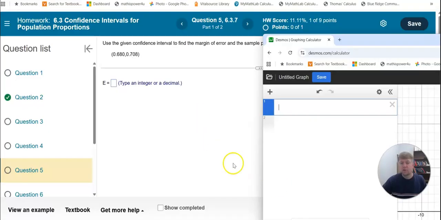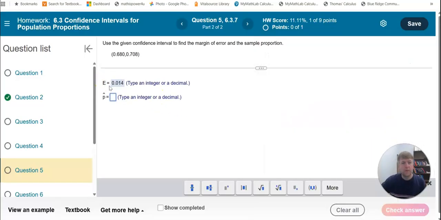So if I just subtract these two, I'm going to do division to get the division bar. And then I'm going to take the upper number, 0.708, and I'm going to subtract the lower number, 0.680. That's the entire interval's width. The margin of error is half that. So divide that by 2. So there's my margin of error, 0.014.